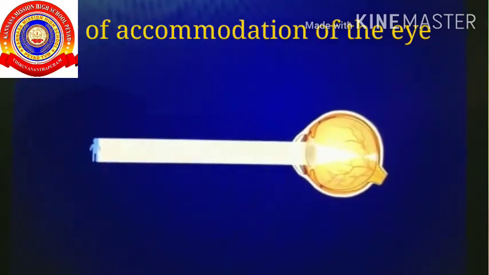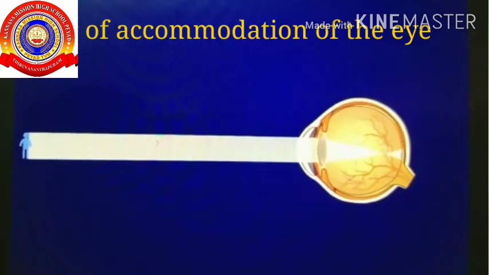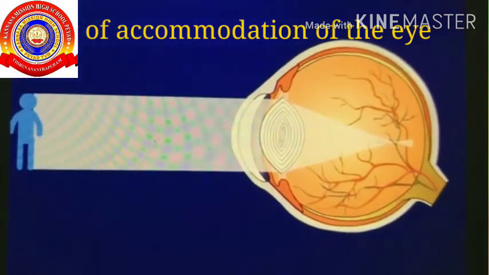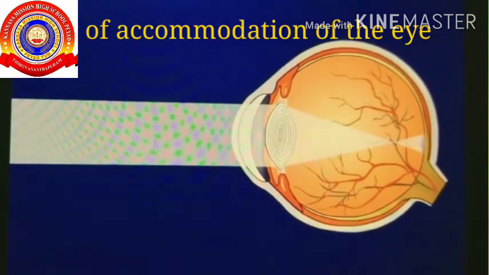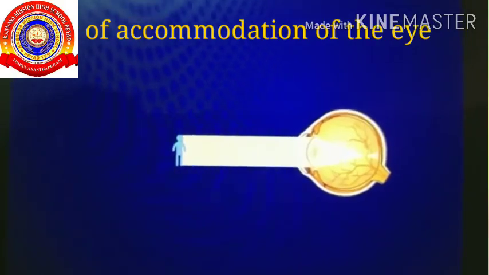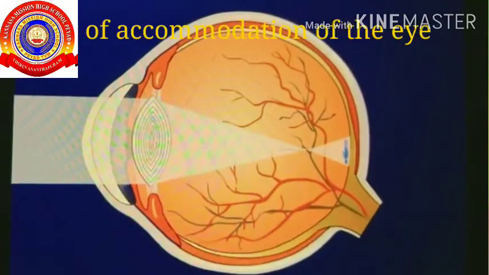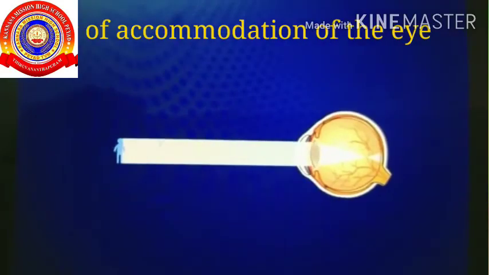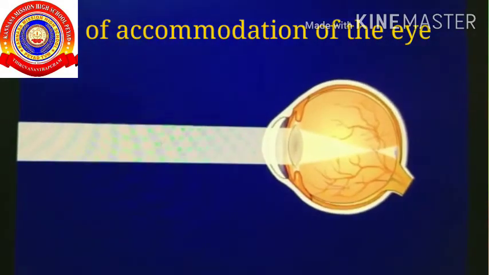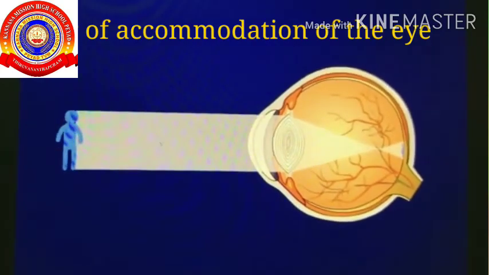So the process is the ability of the eye to adjust the focal length of the lens by changing its curvature in accordance to the distance of the object from the eye and form the image on the retina is called power of accommodation of the eye.